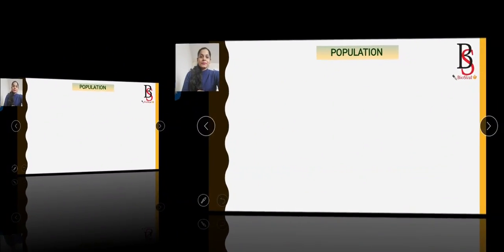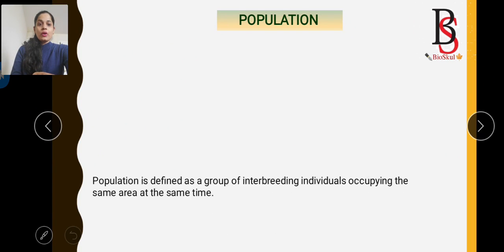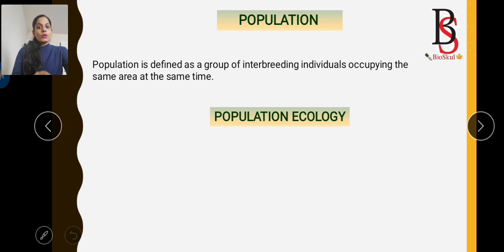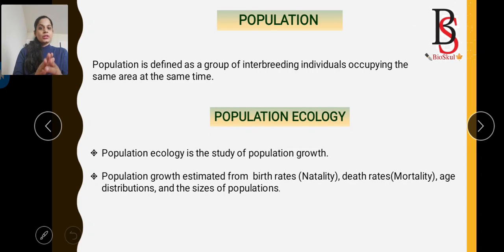So here we begin. What is population? We all know that population is defined as a group of interbreeding individuals occupying the same area at the same time. Now the question is, what is population ecology? Population ecology is the study of population growth. So how can we estimate the population growth?